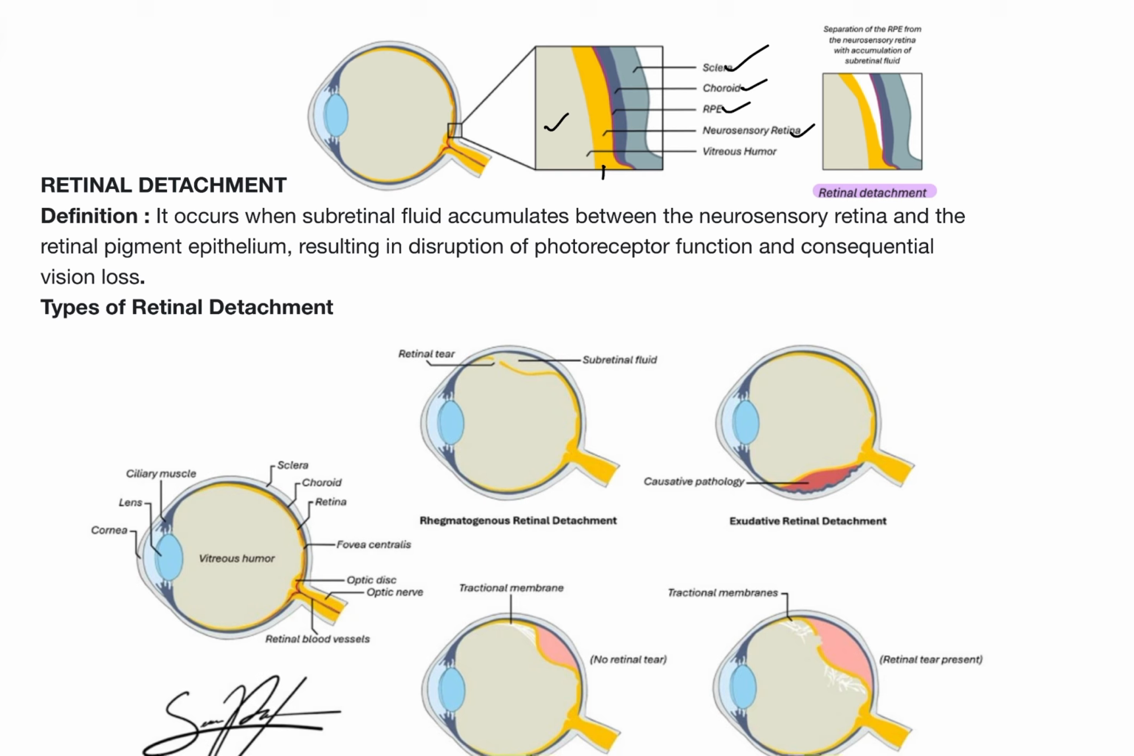So retinal detachment, according to the American Academy of Ophthalmology, is defined as when subretinal fluid accumulates between the neurosensory retina and the retinal pigment epithelium. You can see here clearly the neurosensory retina is detached from the retinal pigment epithelium due to accumulation of subretinal fluid. That will lead to disruption of the photoreceptor function and consequential vision loss. So photoreceptors will be dysfunctional and vision loss will be there. That is your proper definition of retinal detachment.